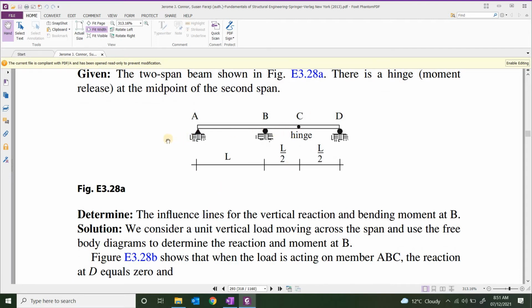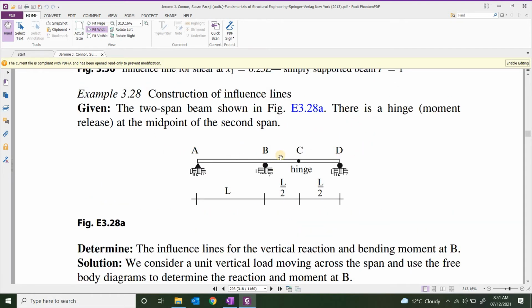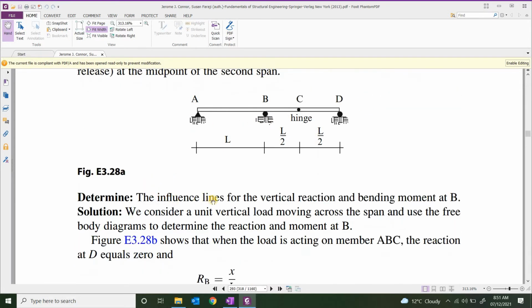So now let's look at this beam. This is the given beam, 2 span with a hinge at the midpoint of the second span. Determine the influence line for the vertical reaction and bending moment at B. So vertical reaction at B and bending moment at B. You need to draw the influence line for these two load effects.